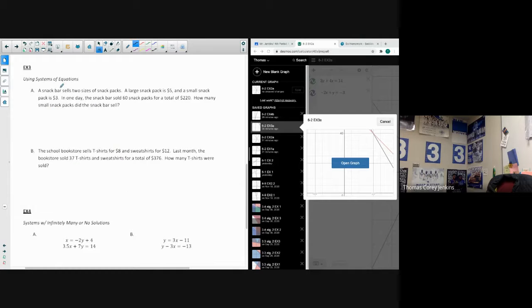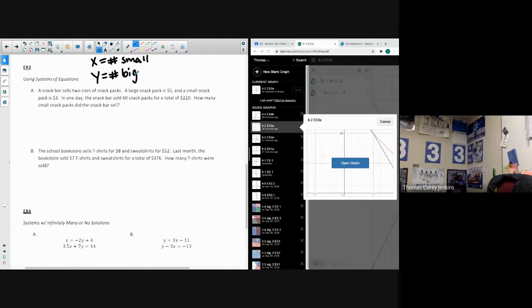All right, so this says a snack bar sells 2 sizes of snack packs. A large pack is $5 and a small pack is $3. In a day, the snack bar sold 60 snack packs for a total of 220. How many small packs did the bar sell? Okay, so let's go ahead and define our variables. So let's use X and Y. We'll say X is number of smalls. You could flip-flop these, it doesn't matter, but you need to know what's what. And then Y is the number of big.